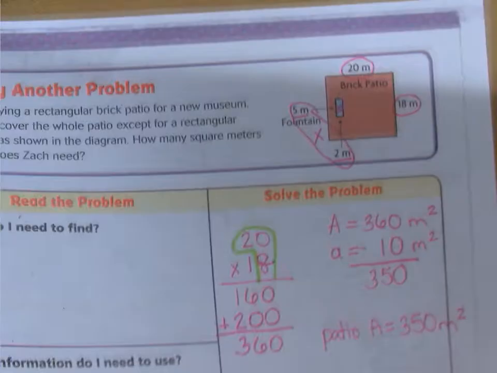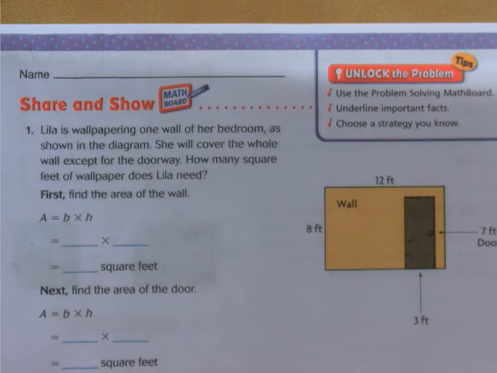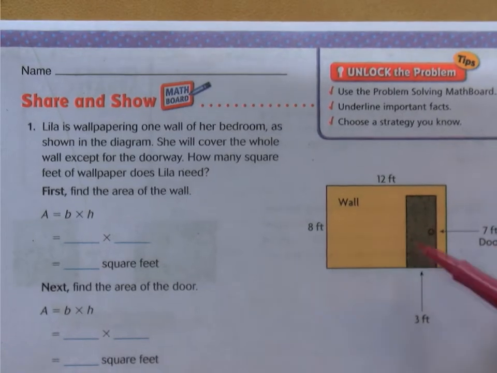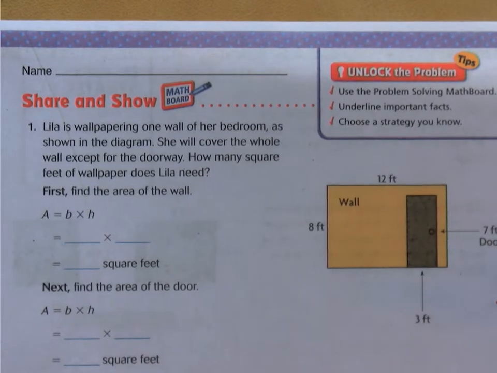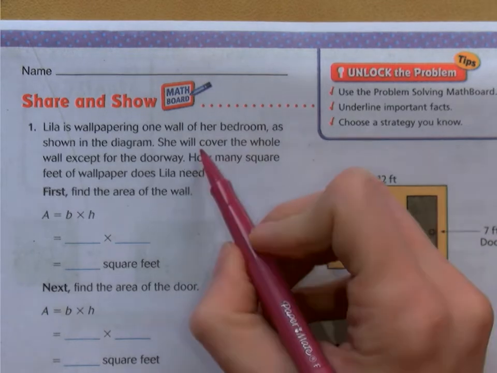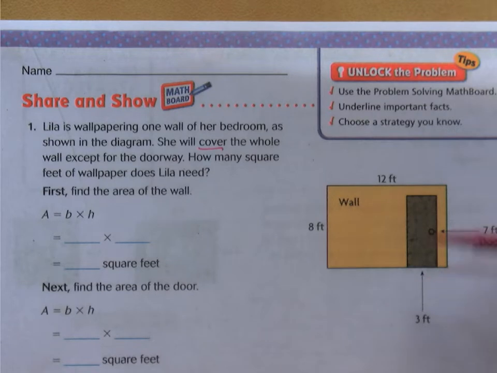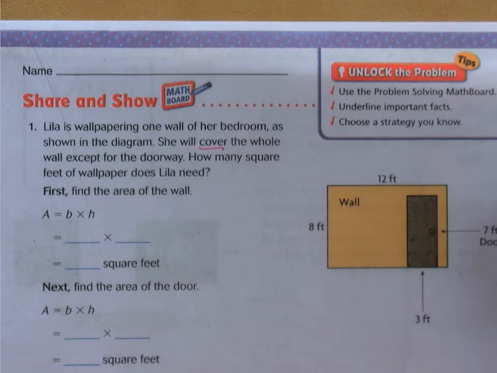Let's check out this one here, the next page. Okay, share and show. Lila is wallpapering one wall of her bedroom, as shown in the diagram. So she's using this yellow wallpaper. Ooh, pretty, huh? She will cover, area clue word, the whole wall except for the doorway. She's not going to put wallpaper on top of the door, otherwise she won't be able to walk through it. How many square feet of wallpaper does she need?